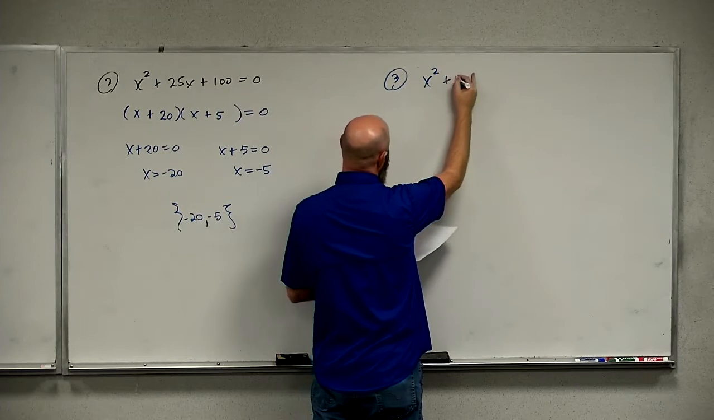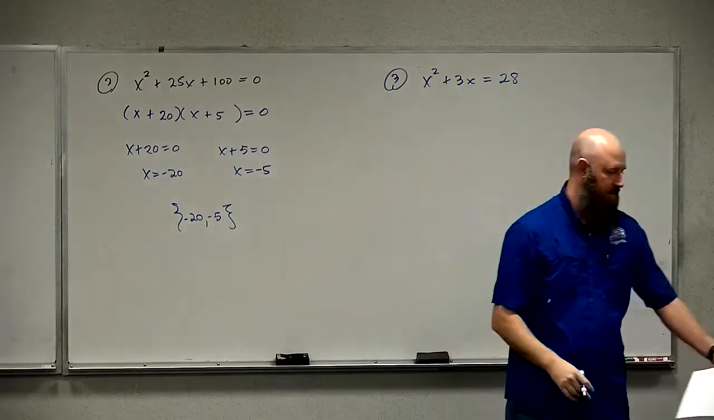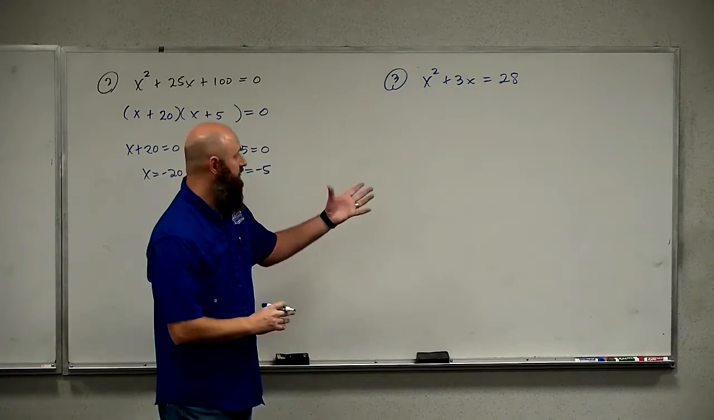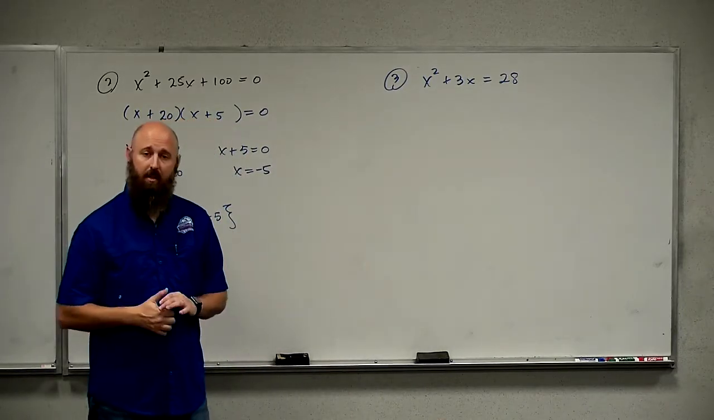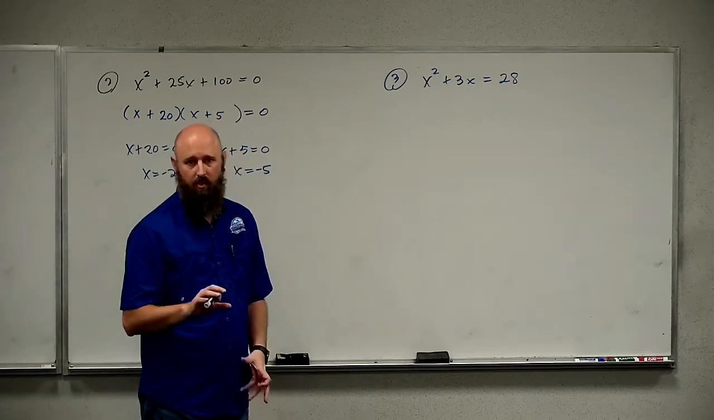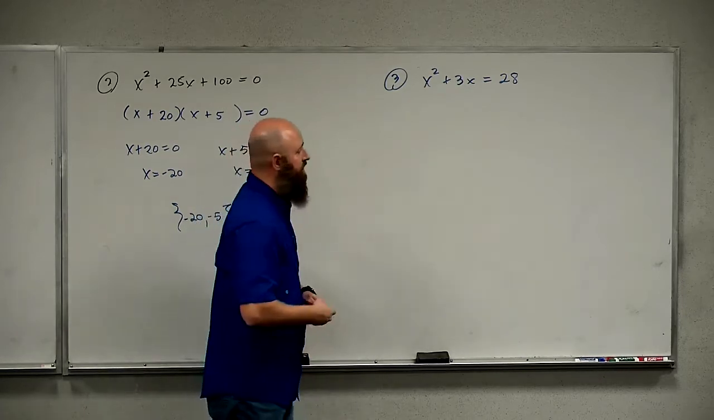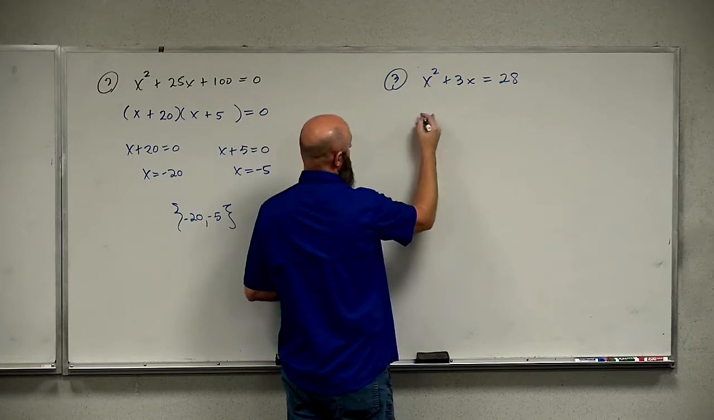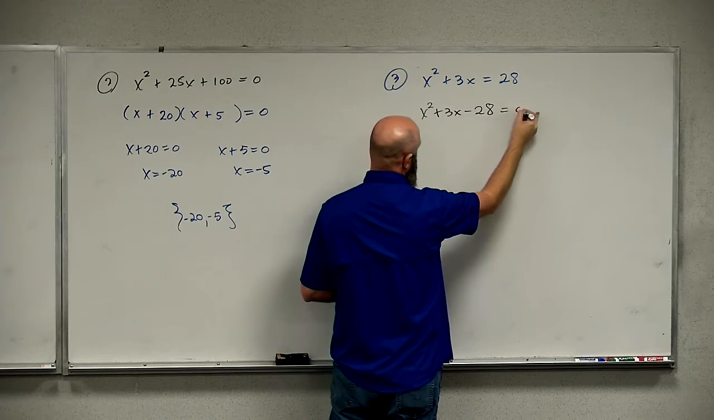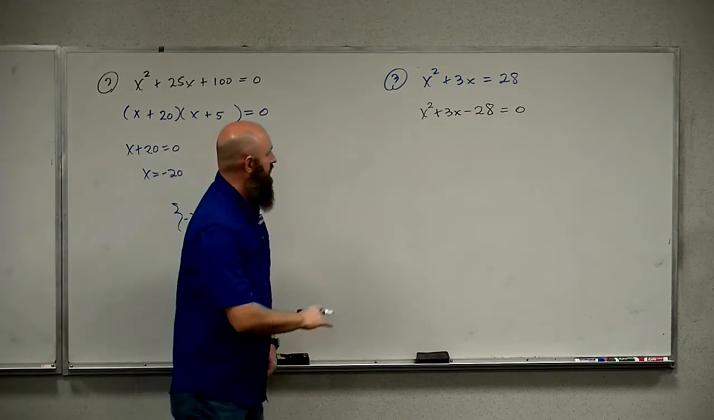All right, x squared plus 3x equals 28. Here it does not equal 0, so we need to make it equal 0 by moving that 28 over. I always want to move it so that my x squared comes out positive. My x squared is already positive, so I move the 28 over and put it in order. So x squared plus 3x minus 28, because we're subtracting to the other side of the equals. Now I can factor that.